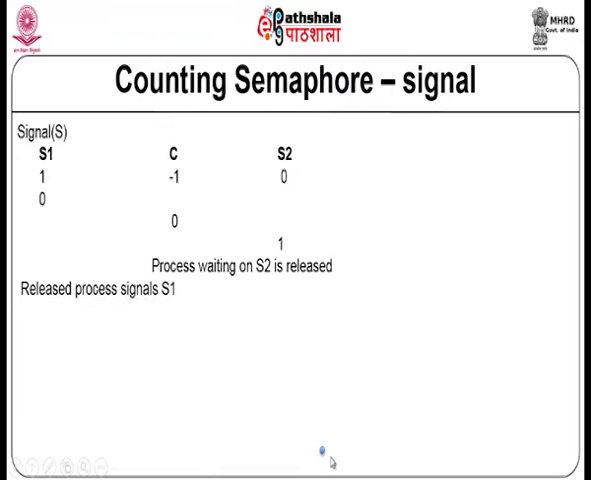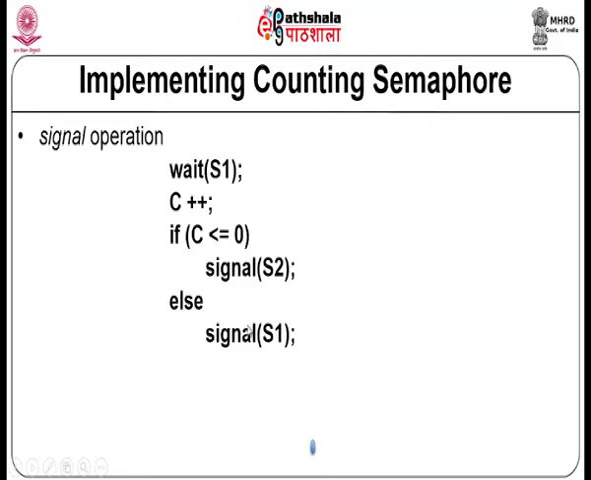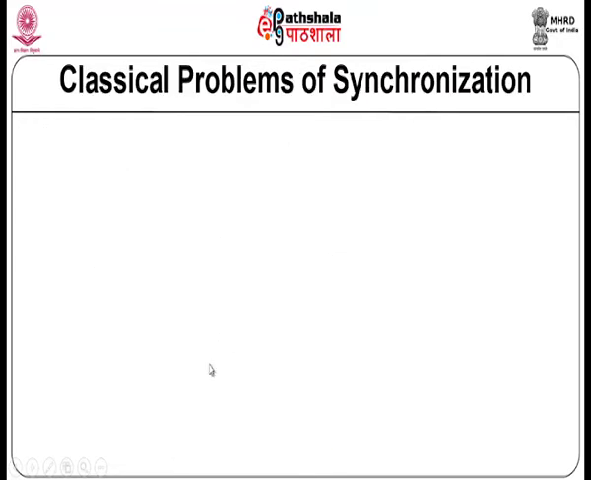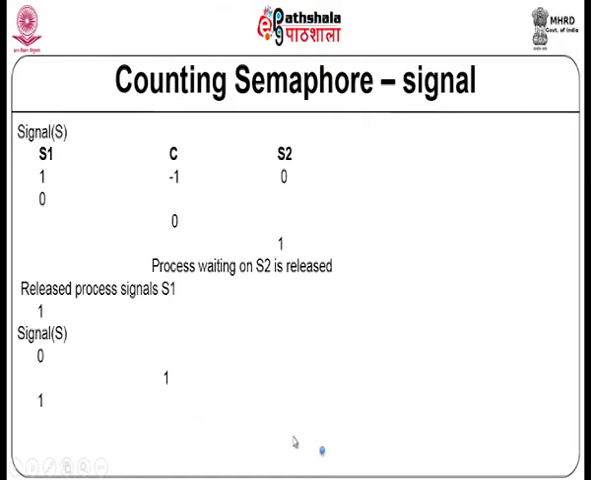So, the released process, what does it do? It will signal S1, and hence S1 becomes 1. And suppose there is another signal, the second process which was using the resource is now signaling, it will again wait on S1 and it will increment C, C becomes 1, but now the value of C is not less than or equal to 0, it will just signal S1 and come out of the critical section. So, now S1 is also released. So, here you find that the counting semaphore can be implemented using binary semaphores.